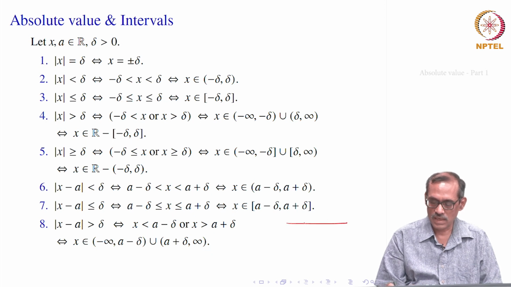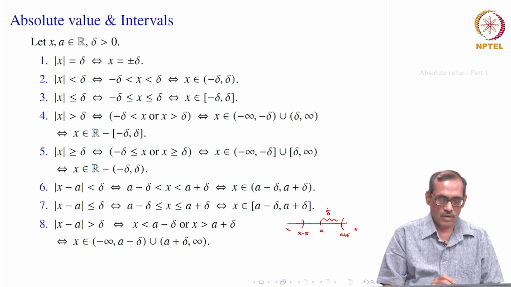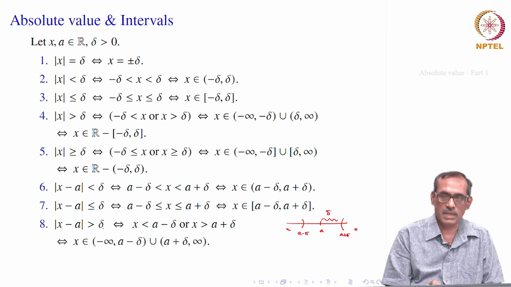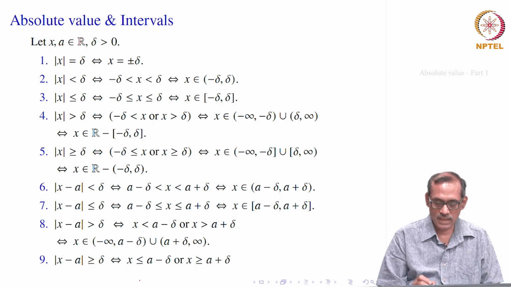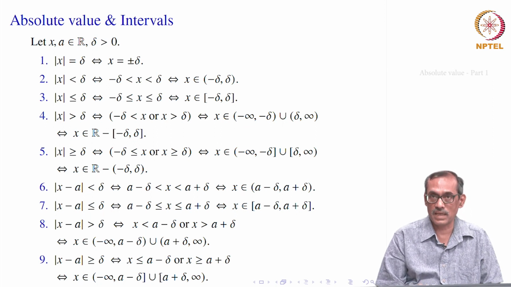So, it is really A minus delta, x can be here, or x can be here, which is A plus delta, whereas this is A and this distance is delta. Okay, that is what the inequality mod x minus A less than delta gives rise to. And if it is greater than or equal to delta, then the point delta will be included and we will get the semi open intervals. x must be in minus infinity to A minus delta, where A minus delta is included, and on the other side also A plus delta can be included.